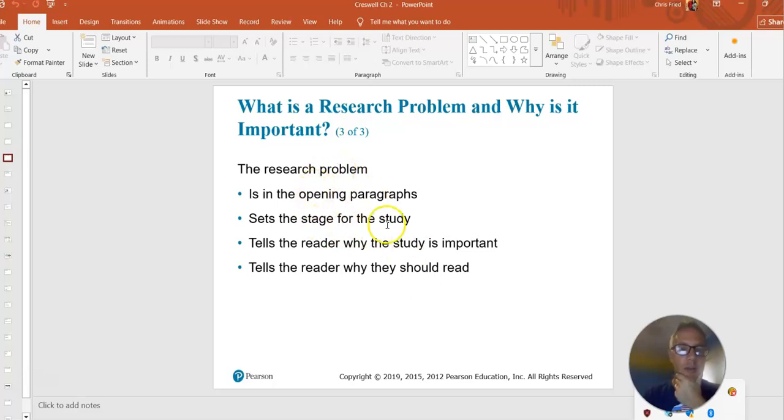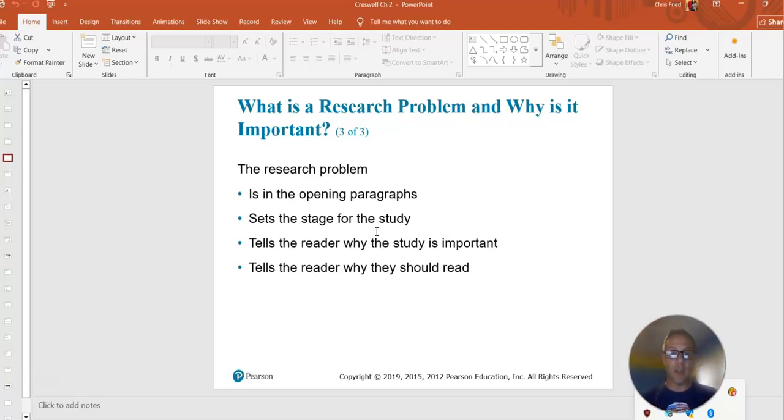So the research problem is in the opening paragraph. It sets the stage for the study, tells the reader why the study is important, and tells the reader why they should read. So when you're talking about starting to write, your research problem or your research topic, as you might call it, you definitely want to share that story, talk about that information, and make sure that you're opening your introduction with that. You're opening and setting the stage, and you're creating a hook for that.